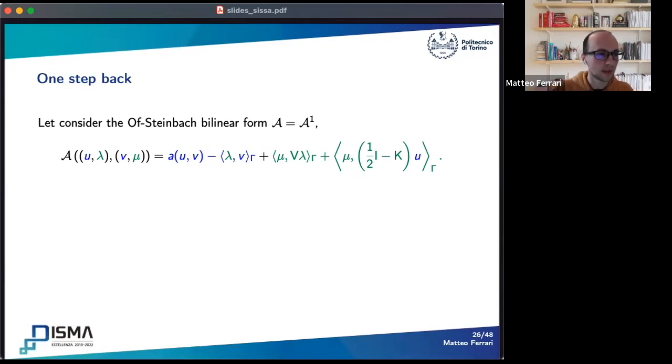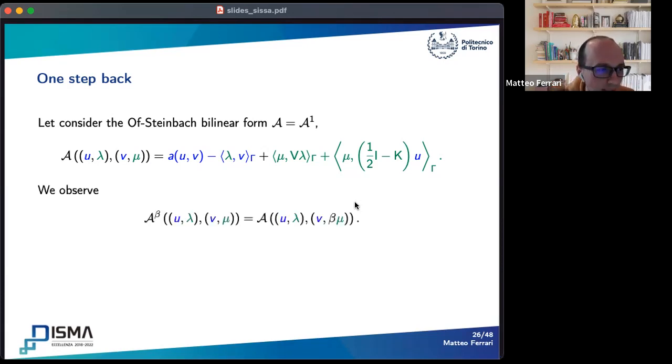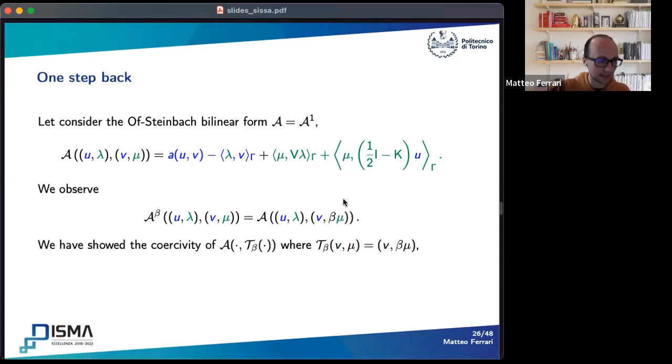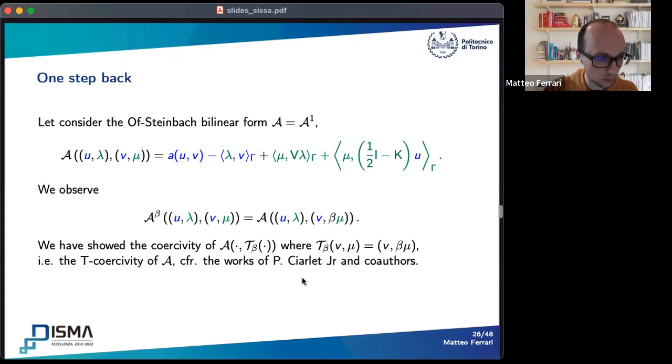These are just some remarks. Let's consider again simply the sum of the two equations, the Offenstein-Back bilinear form, and let's call this A just for a moment. Our A beta, the sum of the first plus beta times the second, is simply this A composed with a multiplication here with beta. So proving the ellipticity, the coercivity of this A beta is exactly showing the coercivity of this composition, where this T beta is the multiplication in the second factor. This is just, in other words, what we have done. And again, in other words, we have proved the T-coercivity of this operator A.